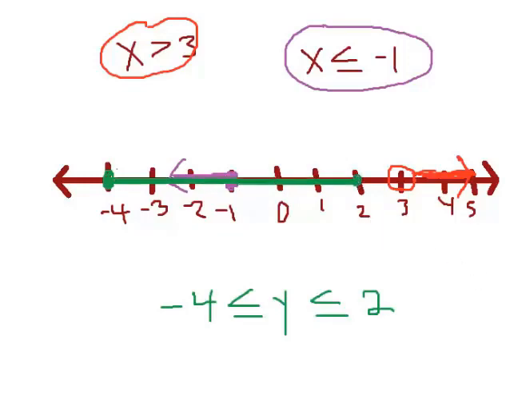And now this indicates on the number line that y, the green number over here, is greater than or equal to -4. -4 is smaller than or equal to y, and it can go all the way up to 2 or be equal to 2.